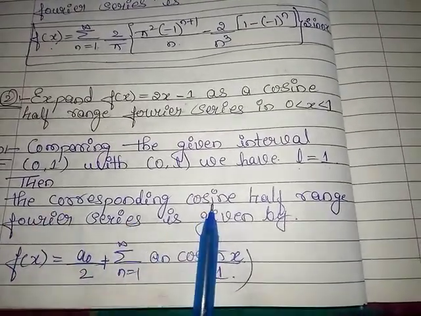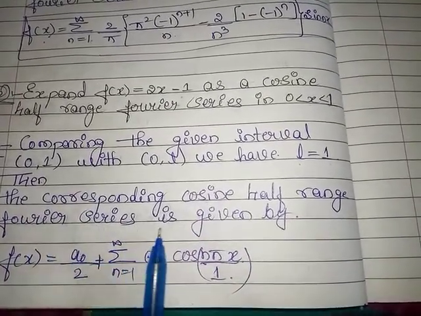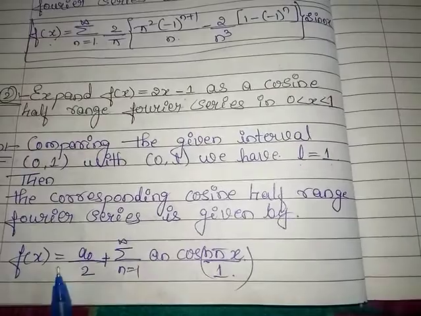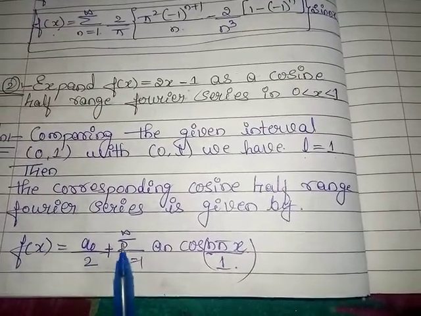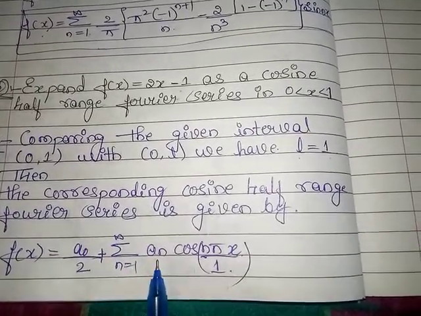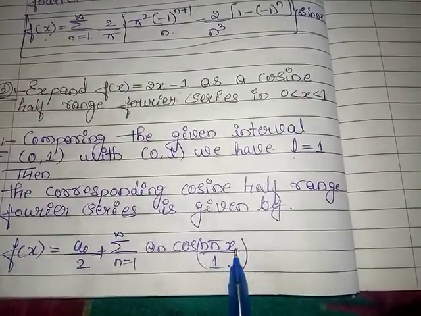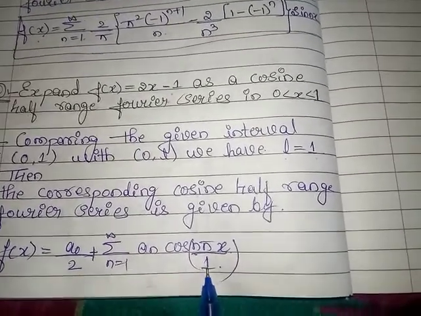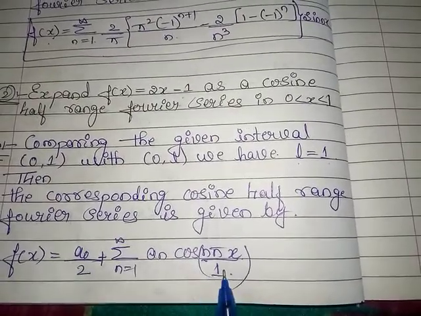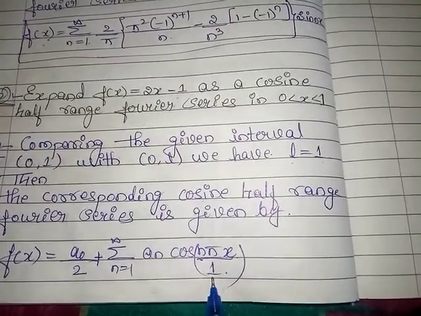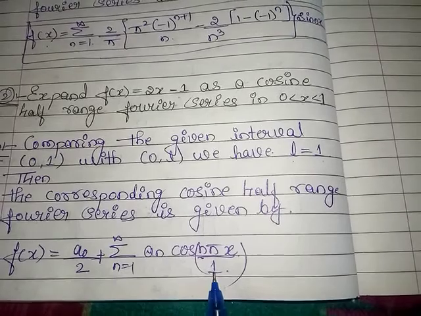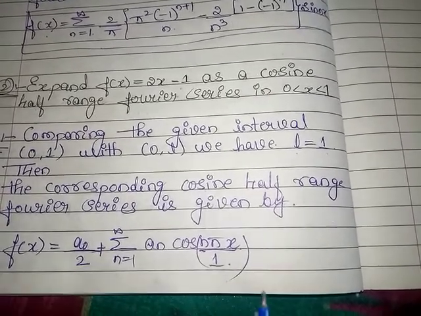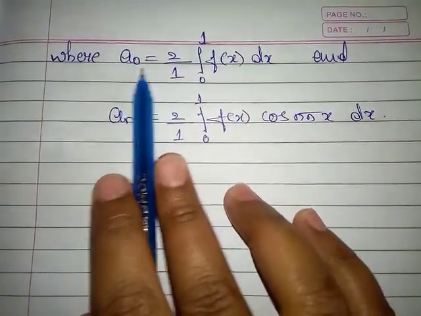The corresponding cosine half range Fourier series is given by f of x is equal to a0 by 2 plus summation n running from 1 to infinity a n cos n pi x by L. Here the L value is 1. It is not necessary to write this 1; I am just writing it to show you that L is equal to 1 here.